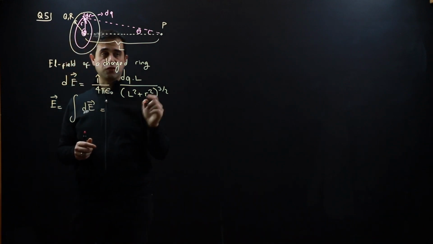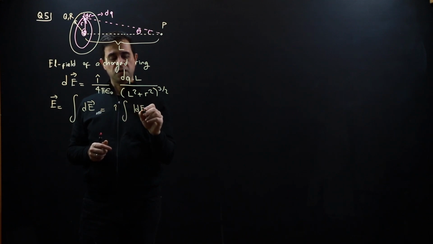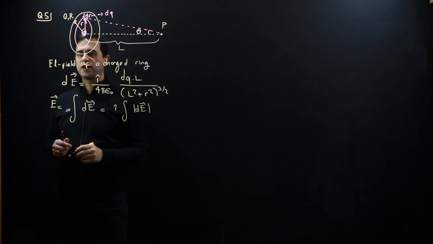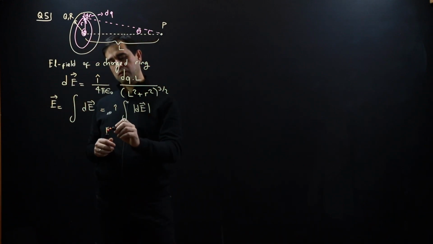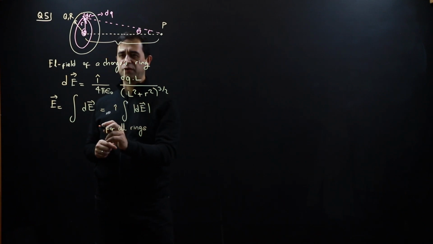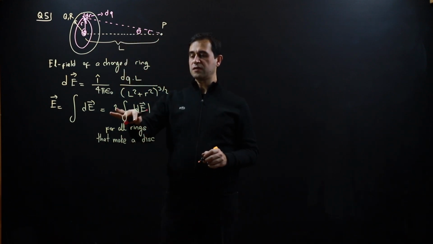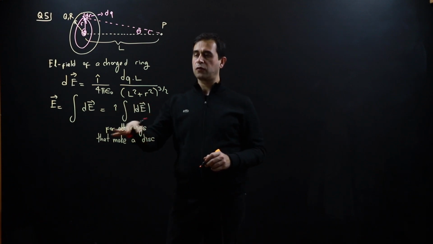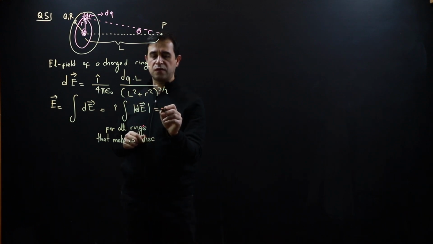And this is indeed equal to, since it's only along the x-axis, so that's i hat, the magnitude of dE of this one, right? And if I take the integral for all rings that make up the disk, right? So that's the idea. So you evaluate this integral for all these rings that make a disk. So what is this integral again?